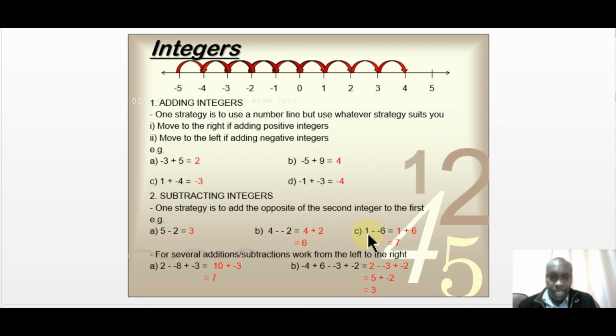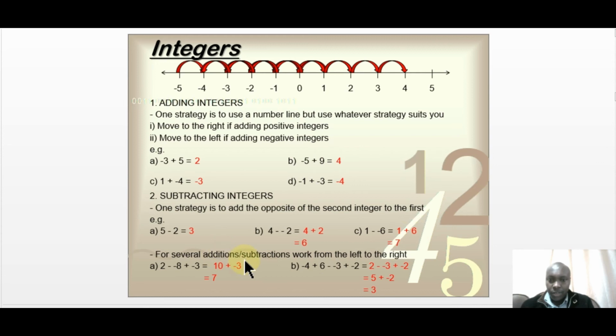Example number 3, 1 minus negative 6. When you're subtracting, look at the second integer. The second integer is negative 6. So the opposite of negative 6 is positive 6. In this case, you're going to add 6 to the first integer. So it will be 6 plus 1, or 1 plus 6, which will give us 7. So that is how we subtract integers.